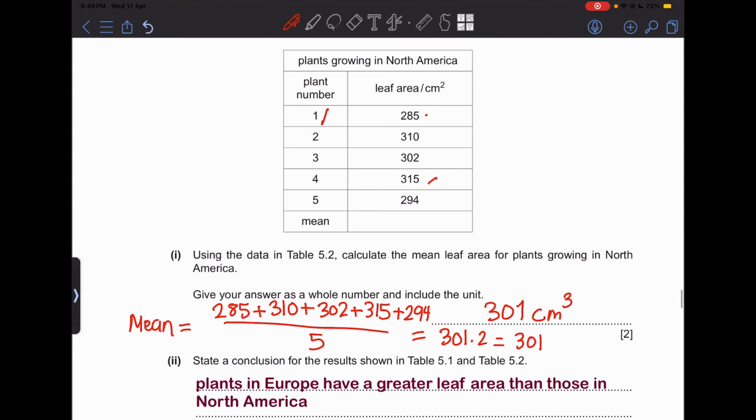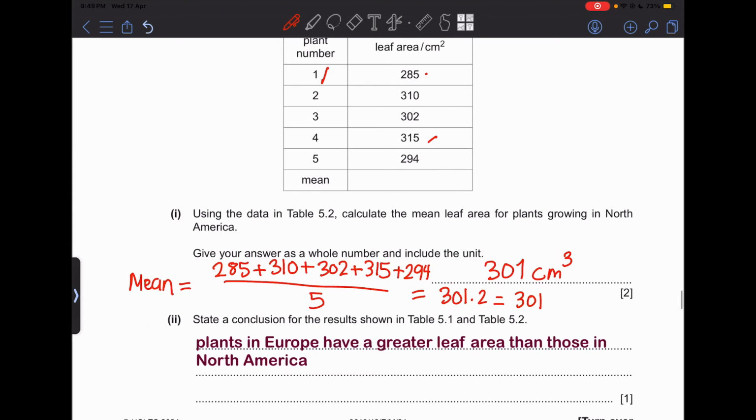So using the data from table 5.2, calculate the mean leaf area for plants growing in North America. Give your answer as a whole number and include the unit. So this is very important.